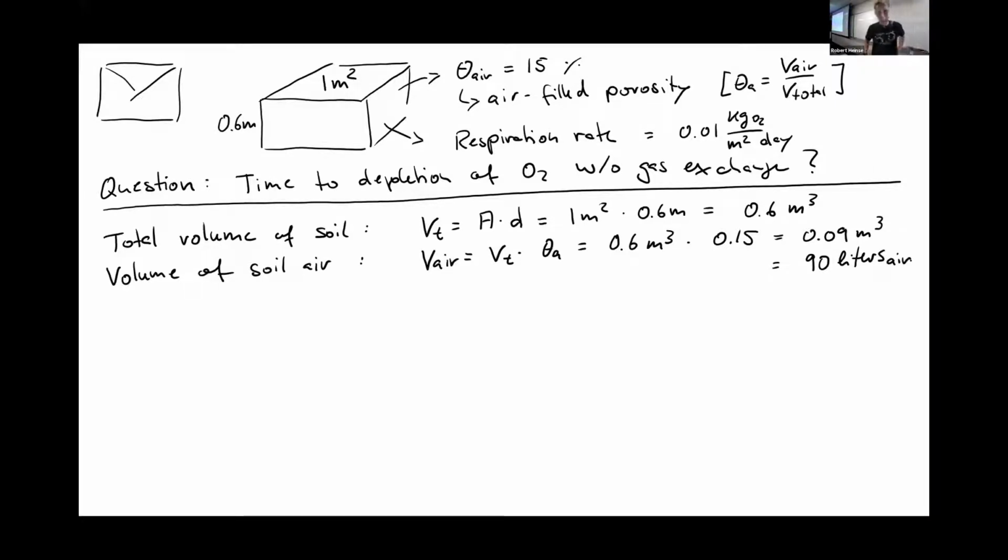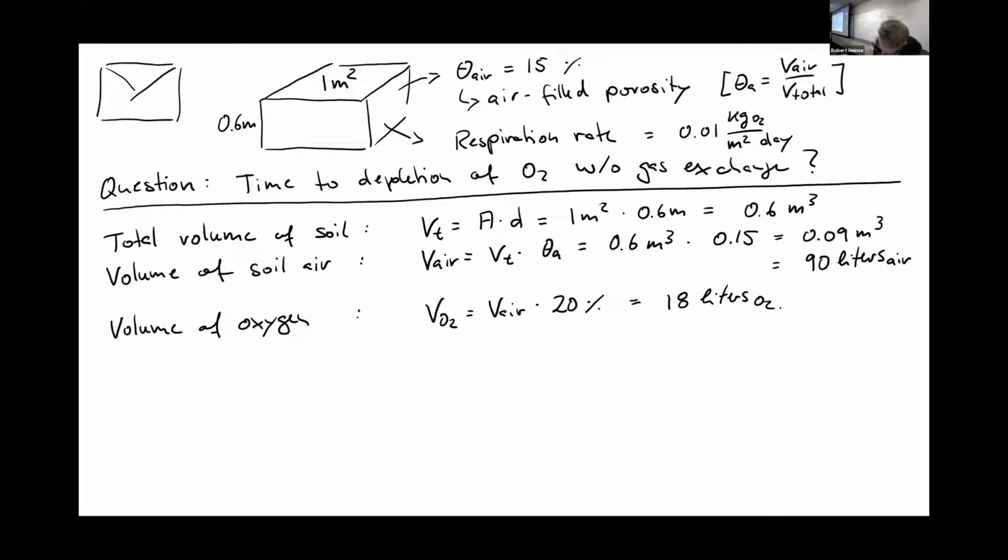So now we know that we have 90 liters of air, and we do know the concentration of oxygen. So now we can figure out the volume of O2. The volume of O2 equals the volume of air times 20%, the concentration of oxygen in the atmosphere, assuming that we created atmospheric conditions and then we shut off gas exchange. So that is simply 90 times 0.2, so that's 18 liters of oxygen. Okay? So now we want to take this liter number and figure out how many kilograms or how many grams of oxygen that is.